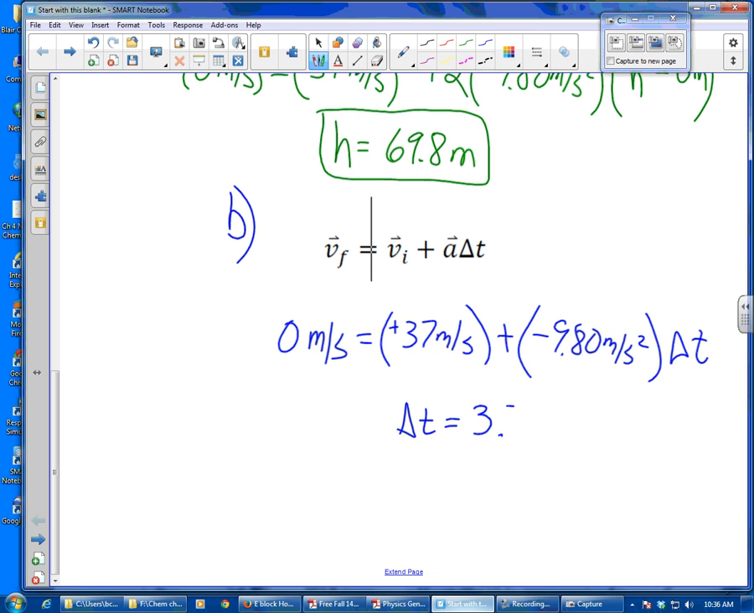What I'd actually come up with is 3.77 seconds. And if I do 2 times delta t, for my time up and my time down, I end up with 7.55 seconds.